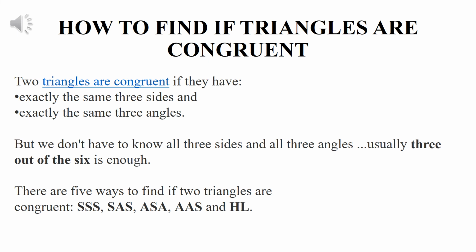How to find if triangles are congruent? Two triangles are congruent if they have exactly the same three sides and exactly the same three angles. But we don't have to know all three sides and all three angles. Usually, 3 out of 6 is enough. There are 5 ways to find if two triangles are congruent: SSS, SAS, ASA, AAS, and HL.